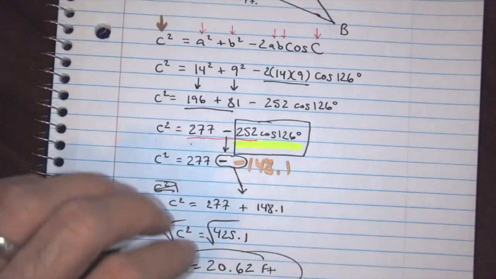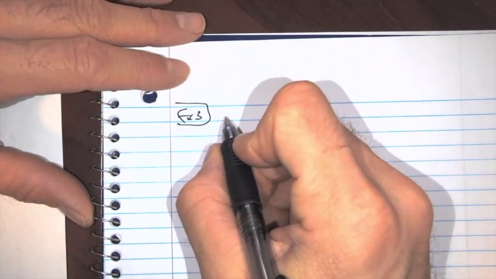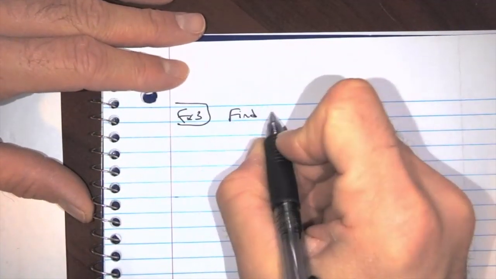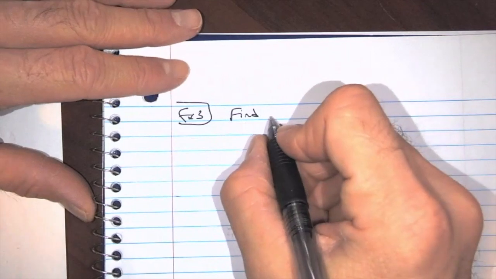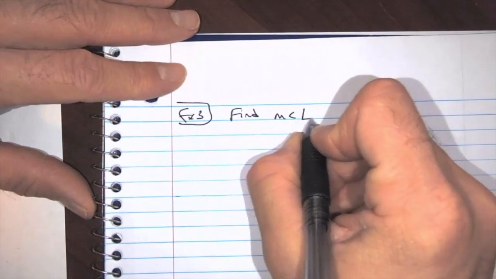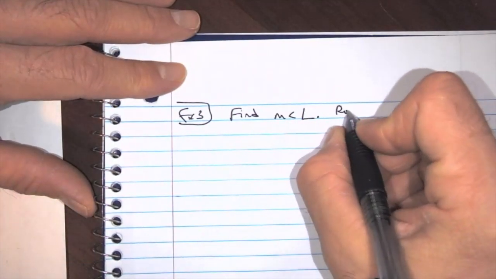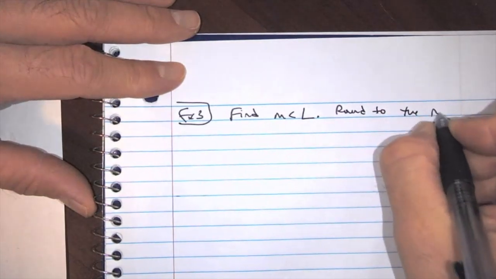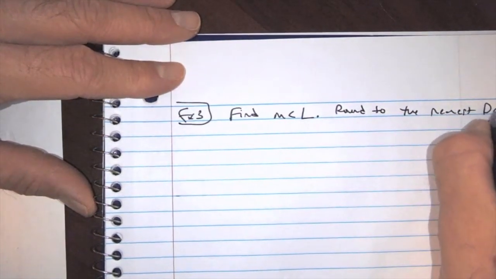Alright, folks. I have one more question for you, and then we're going to call it a day. Example 3. One more law of cosines. This time I'm going to have you find an angle. I'd like you to find the measure of angle L. Round to the nearest degree.